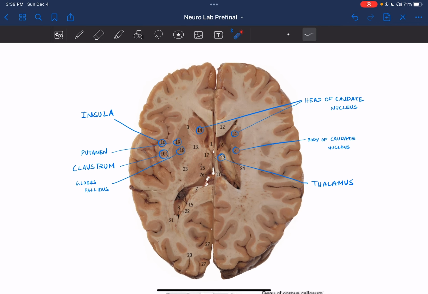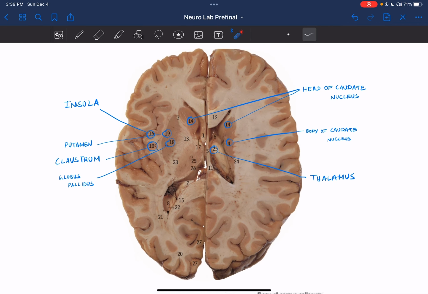So here we have a section of the brain, and in this section, first let's identify the thalamus. So this part right here, which is marked as 25, is your thalamus. Now, if you go anterior to the thalamus, you will have the head of the caudate nucleus.